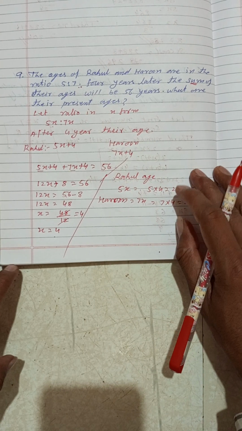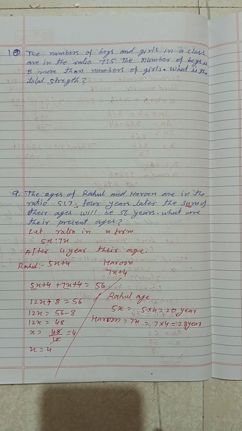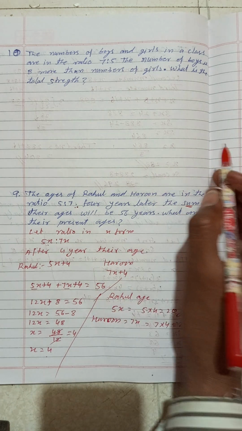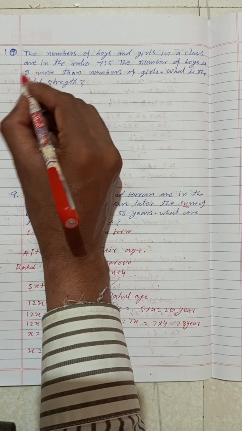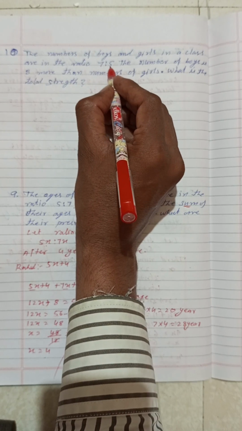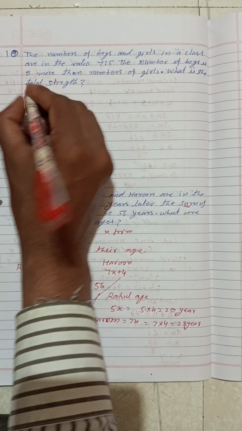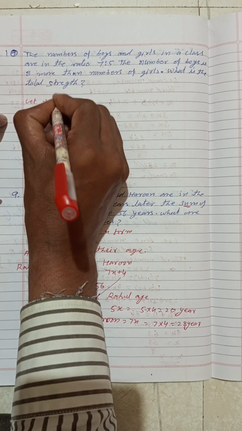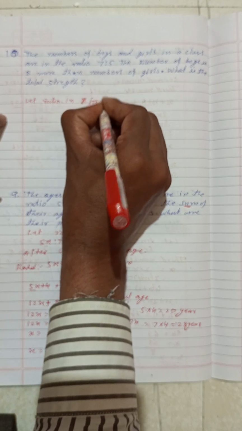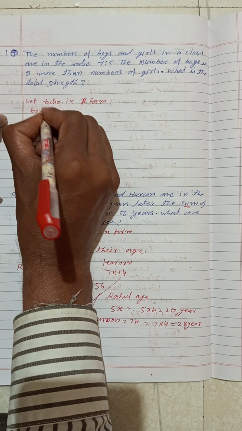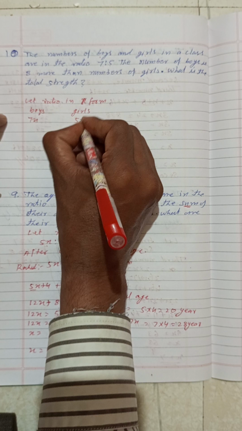Now we are going to take the next question, that is question number 10. In that it is given the number of boys and girls in a class are in the ratio of 7:5. In a class there are boys and girls, and let us write the ratio in x form. These are the boys, these are the girls. Boys will become 7x, girls will become 5x.